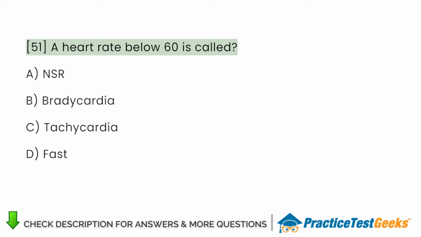A heart rate below 60 is called A. NSR, B. Bradycardia, C. Tachycardia, D. Fast.